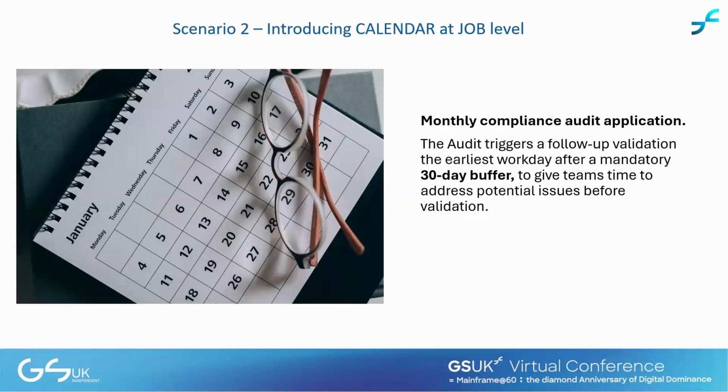In scenario 2, we are looking at the monthly audit application. There we don't want the validation to start immediately once, let's say, the audit job completes. But instead, there should be a mandatory 30-day buffer period to allow the teams enough time to review and resolve some potential issues. And only on the first working day after a 30 days period, we want the validation to be triggered. Let's see how we can accomplish this with WAPL.